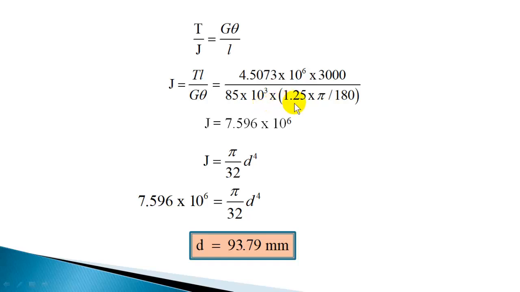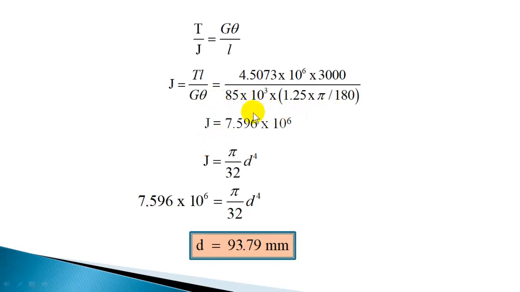Theta is given as 1.25 degree in a shaft length of 3 meter. 1.25 degree means 1.25 into pi by 180. You should always use radian in this equation, so theta should be in radians. To convert into radians, multiply with pi by 180. So it's 1.25 degree converted in radians.